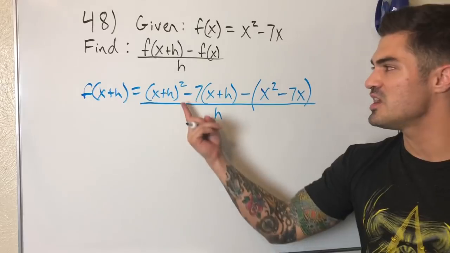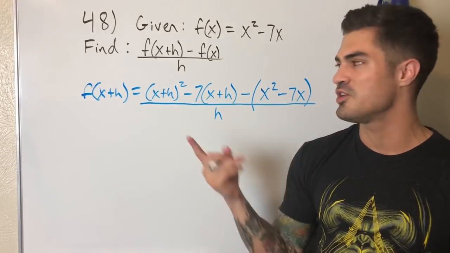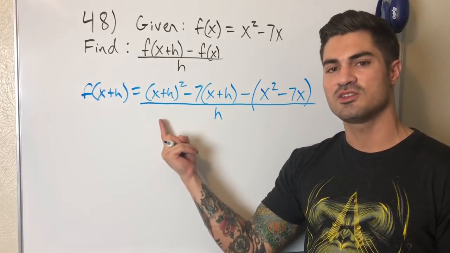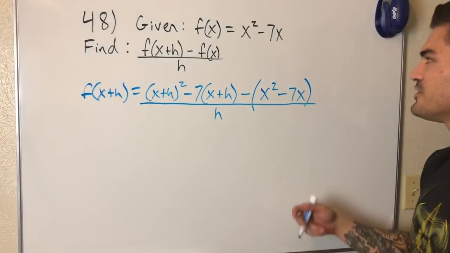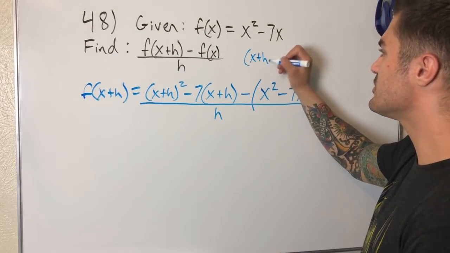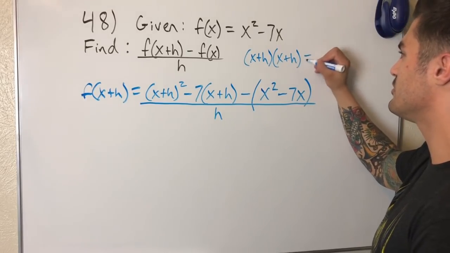So another common mistake is that students will distribute this squared. They'll write this is x squared plus h squared. No, you got to FOIL this out, right? This is x plus h times x plus h, right? X plus h times itself. That's what squared means. So I'm going to do that off to the side here. X plus h times x plus h. I trust that y'all can all FOIL, so I'll probably go through this pretty quickly.